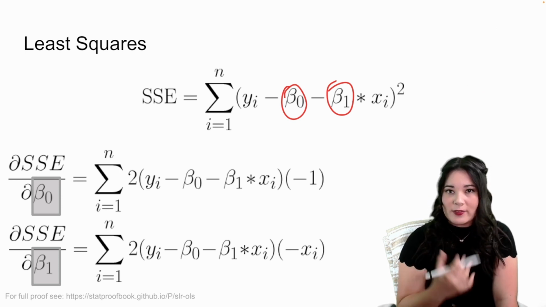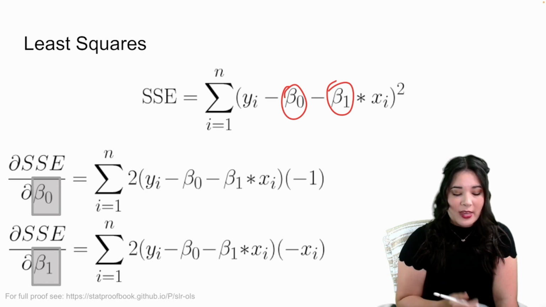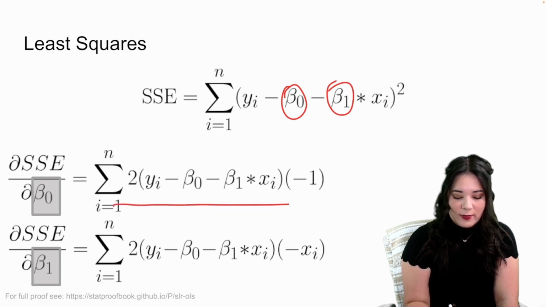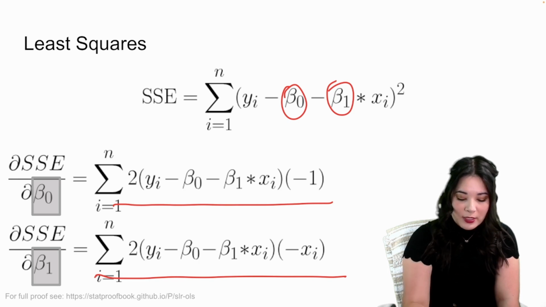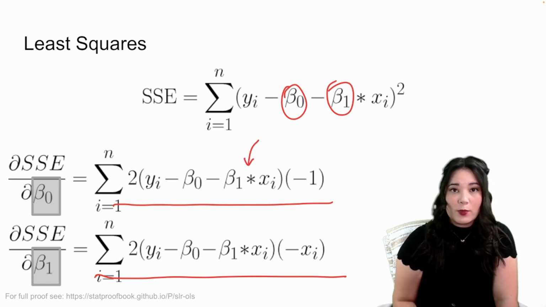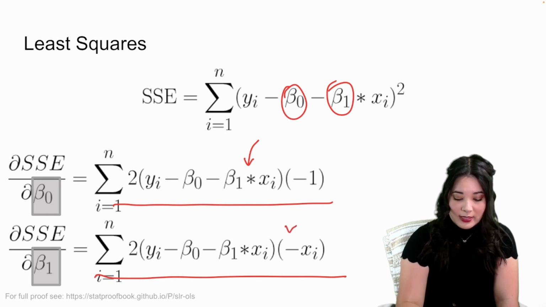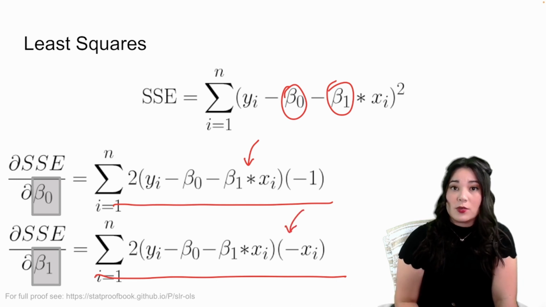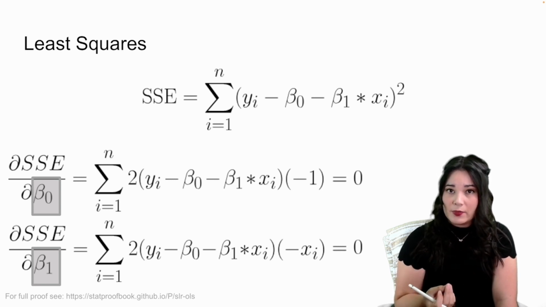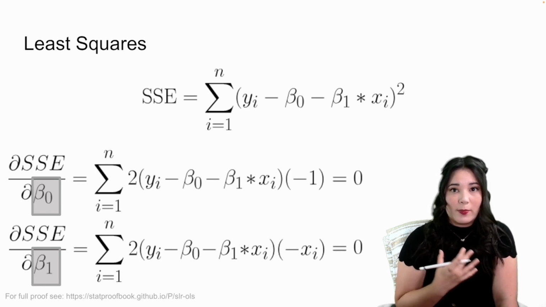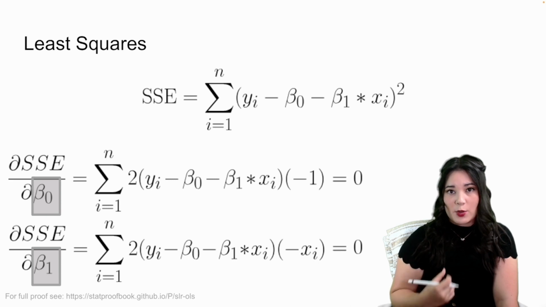Now, again, you don't have to calculate this by hand, you can just trust me, but here are the partial derivatives of our functions with respect to each of our individual variables. This one says the partial derivative with respect to the intercept. This says the partial derivative with respect to the coefficient. We then take both those derivatives and we set them equal to 0. This allows us to solve for what the best values of the intercept and the slope will be.